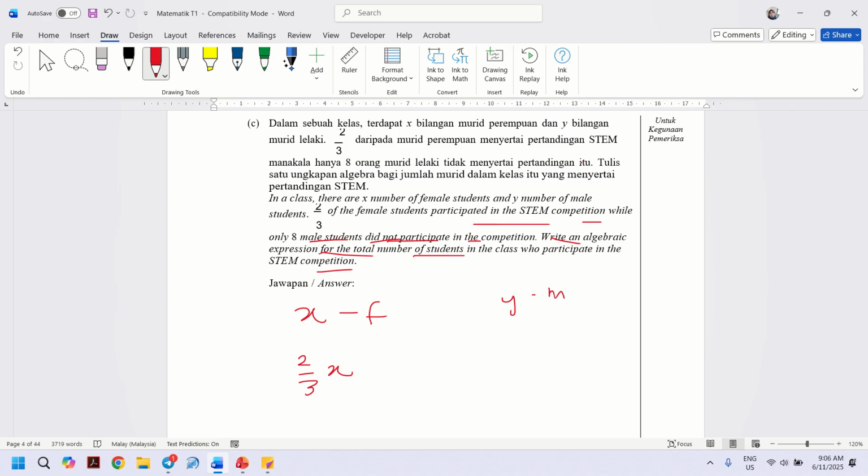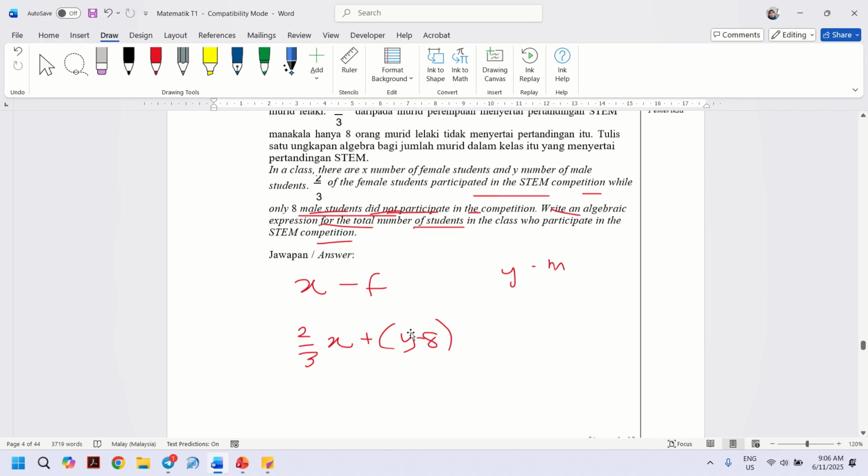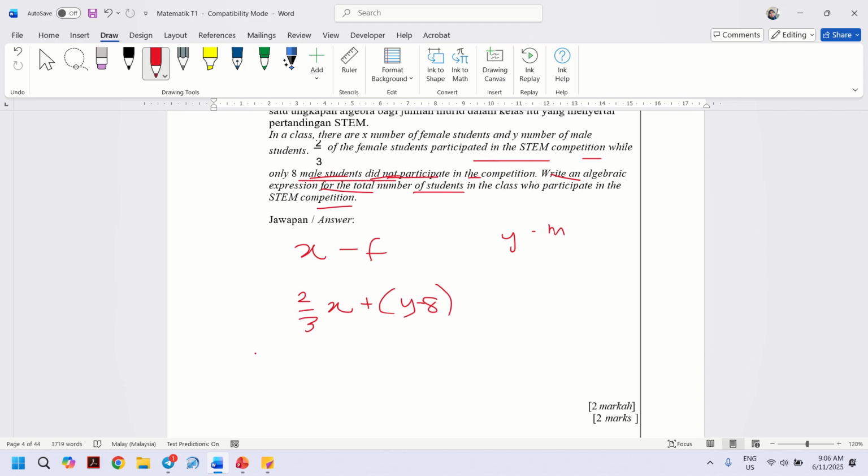The females involved in the competition are 2/3 of the females, 2/3 times X. Y is for male students. The 8 students here did not participate, so what you have to do is take the total number Y and minus 8. This is the total number of males involved in the competition. So the answer should be 2/3 of X plus Y minus 8.